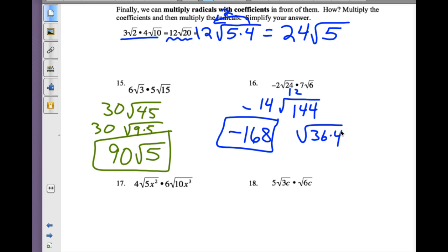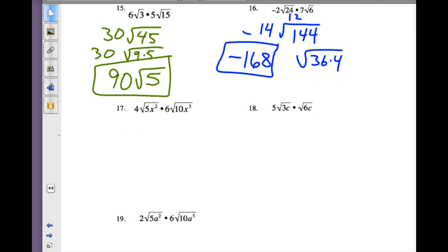Square root of 36, Kevin? 6. Square root of 4? It's 2. It would be 6 times 2, which is 12. It would be 12 times the negative 14. So yes, sometimes they can work out evenly.